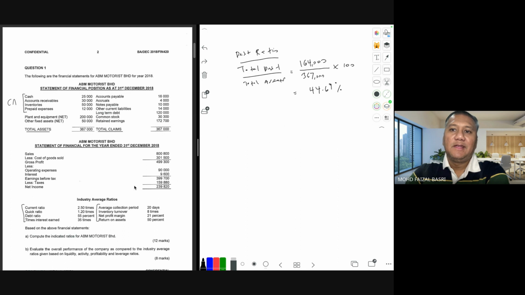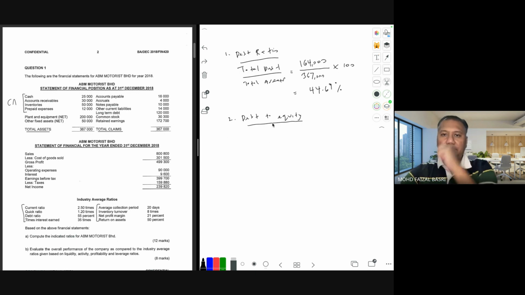Okay, so that's for debt ratio. And one more, just now we had debt to equity. So for debt to equity, if this is number 1, this is number 2. The formula is again total debt, still total debt, but you divide it with total equity. Total equity is the two at the bottom here, the common stocks and also retained earnings.